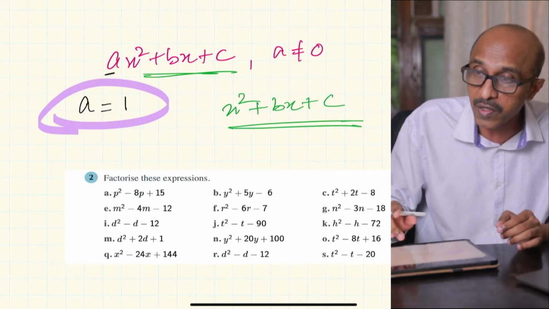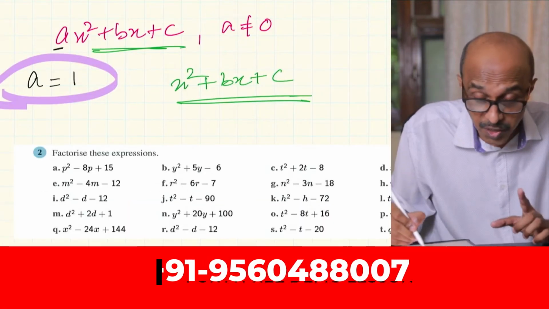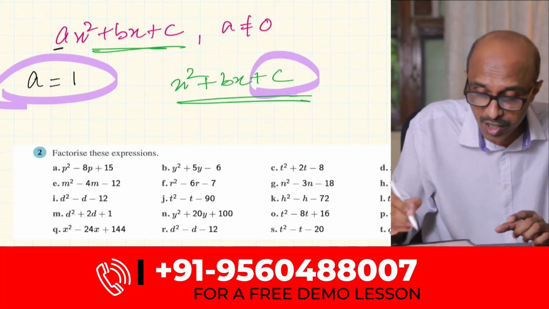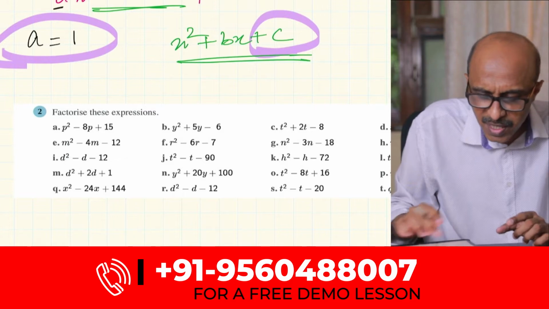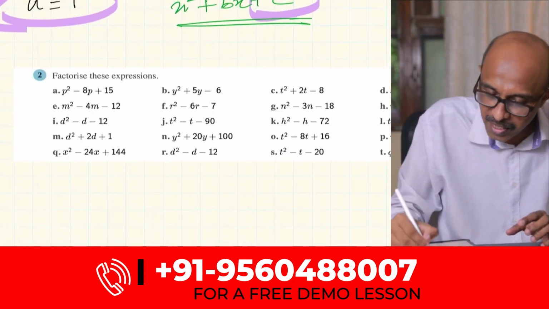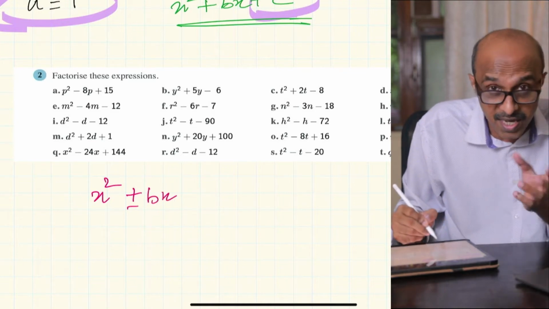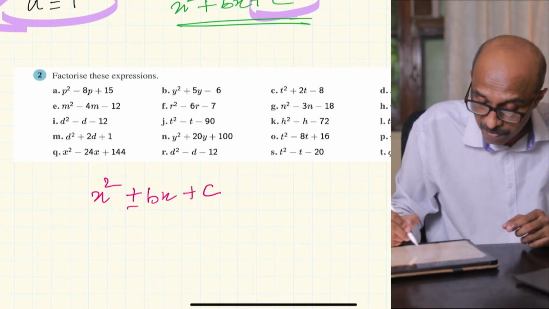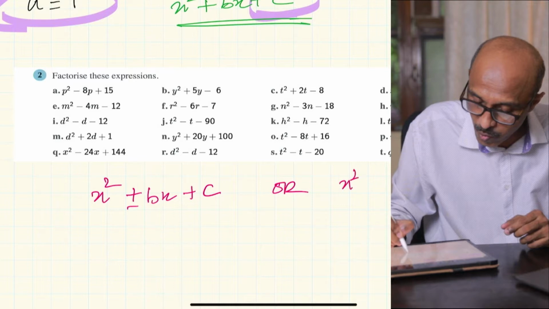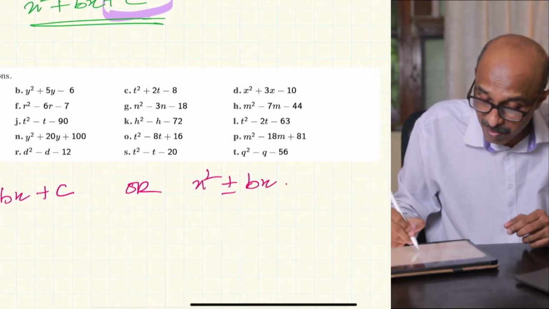All right, here we go. Can you guys see this? The first thing to identify is the sign of c, the constant term. We've written it as plus c because that's the general form, but it could have been x squared plus or minus bx, because even b can be plus or minus, and it could have been plus c or minus c.